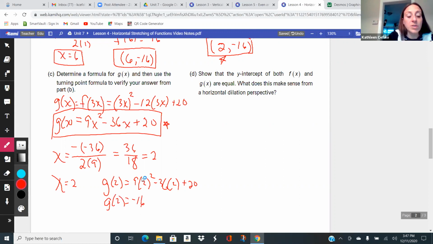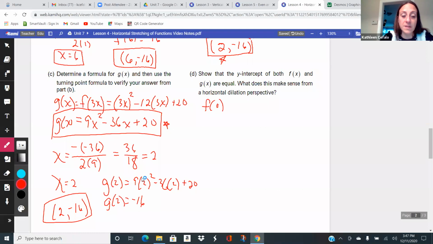Okay, so again, we do get that coordinate like we predicted up above, just using our transformation rules, of 2, negative 16. Okay, so now we need to show that the y-intercept of both f of x, the original function, and our transformed function are equal. If it's a y-intercept, that means x is 0. So in my f function, anywhere I see an x, I'm going to make it a 0.